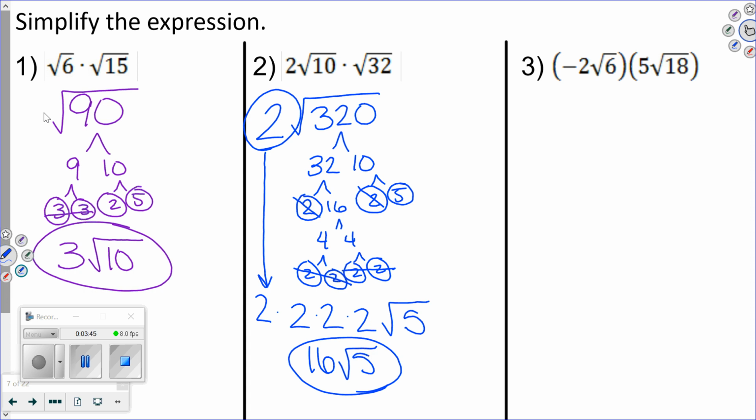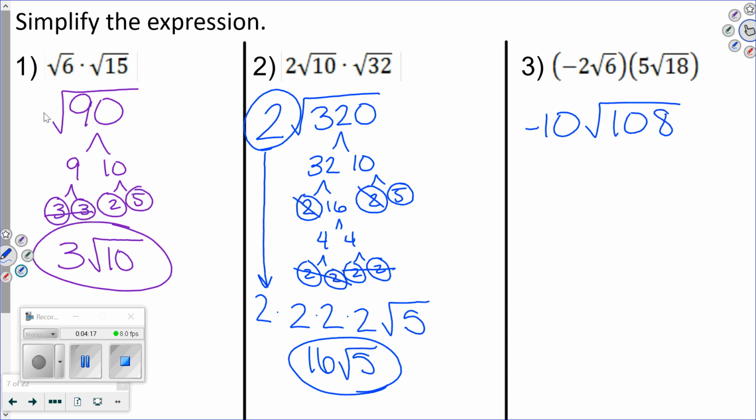How are we doing so far? Pretty easy? Number 3, there is a negative number and there's parentheses. Whoa. Does it make a difference? No. What do I do with that negative 2 and the 5, the outside numbers? You multiply them. Negative 2 times 5 is negative 10. And then I have radical numbers. 6 times 18 is 108.